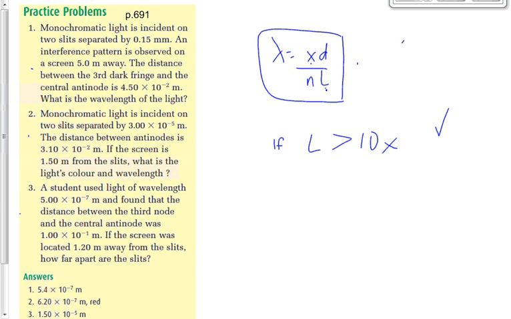What if it wasn't? What if we looked at question number 2? We've got x, we've got L, we've got n, we've got d. We want to use this equation, but wait a second. L is not 10 times greater than x. We've got to find the angle. How would we do that?